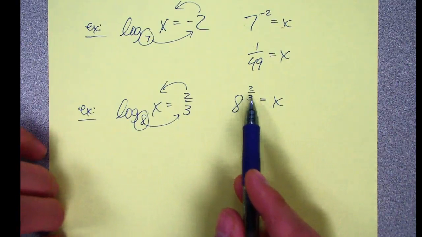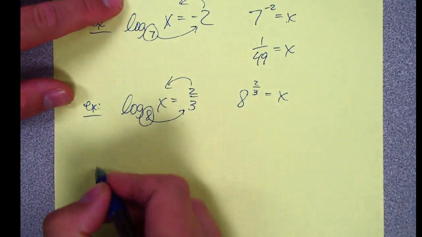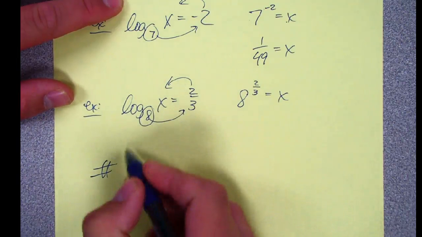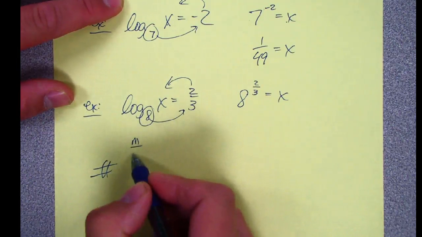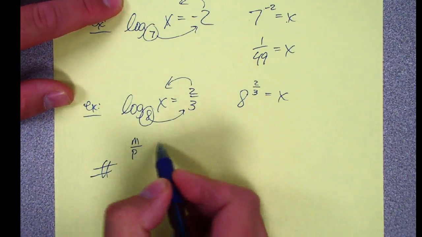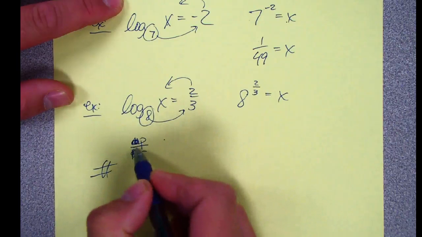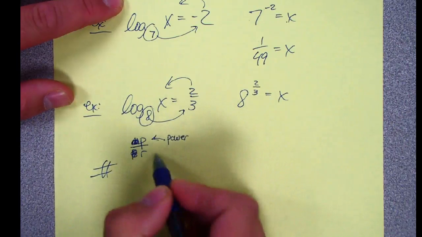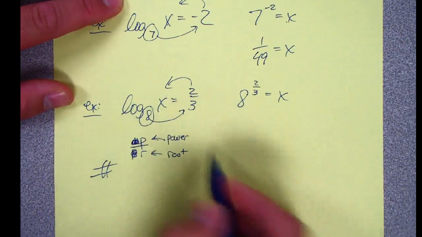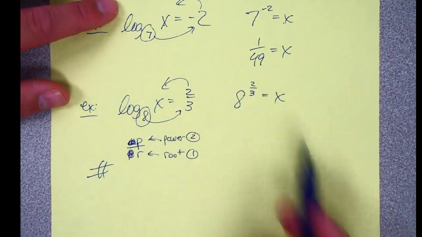So the number on the bottom is always the root. Let's go over here and make notes. If I have just a number to the, let's say p over r power. The number on top is the power. The number on the bottom is the root. You're always going to do the root first and the power second.